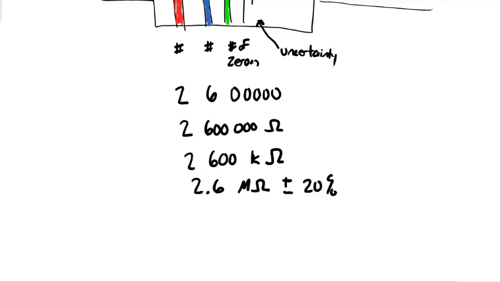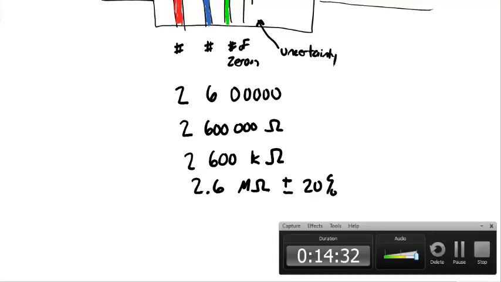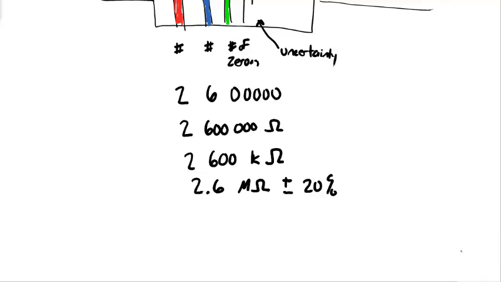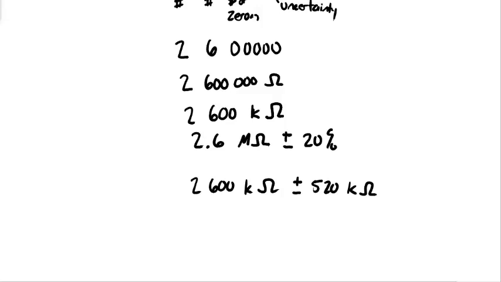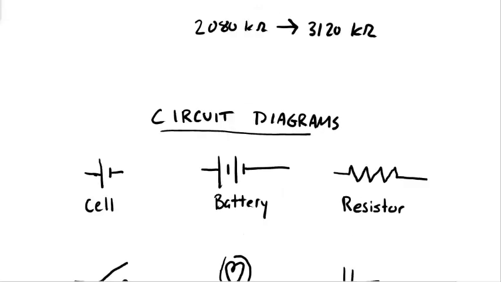Now, if I ask for a range, then what we have to do, and I'll use the kilo ohm here, say 2,600 kilo ohms plus or minus 520 kilo ohms. So then our range is 2,080 kilo ohms to 3,120 kilo ohms.